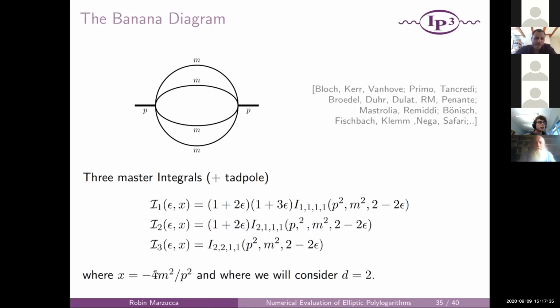And we defined x to be the ratio minus 4m squared over p squared. And since all 3 of these integrals are finite in 2 dimensions, we are going to consider these integrals for epsilon equal to 0. We have computed these integrals first in terms of iterated Eisenstein integrals, or iterated integrals of modular forms, which we have then transformed to an expression in terms of elliptic multiple polylogarithms using the algorithm that I described before. And now I took the expression of the master integrals that we obtained in terms of elliptic polylogs and evaluated it numerically using the algorithm that I just described.